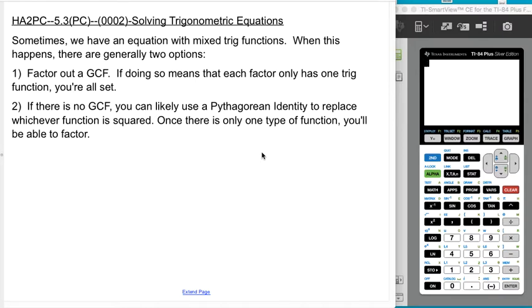Factor out a GCF, and if doing so means that each factor individually only has one trig function, you're all set. Or if there is no GCF, you likely need to use a Pythagorean identity to replace whatever function is squared. Once there's only one type of function, you'll be able to factor. So let's walk through these.